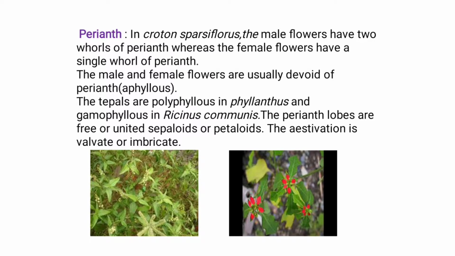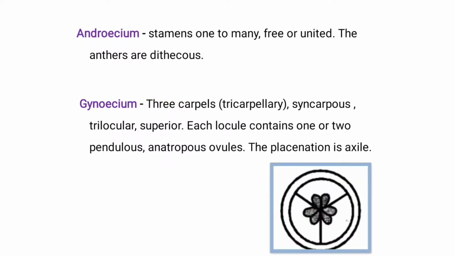Out of these five petals or sepals, one sepal or petal is fully internal and one is fully external, and of the remaining three, one side is inner and one side is outer. So their estivation is imbricate estivation.